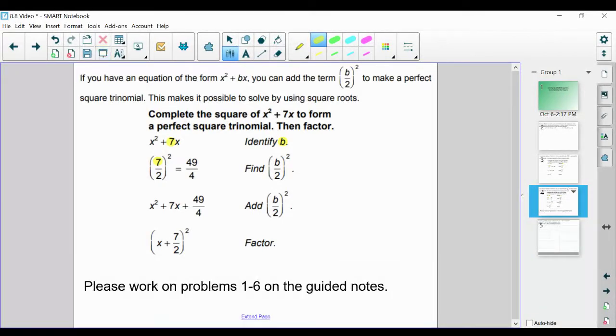All right, with that in mind, please work on problems 1 through 6 on the guided notes, and then resume when you're ready to find out how to do it with actual equations.